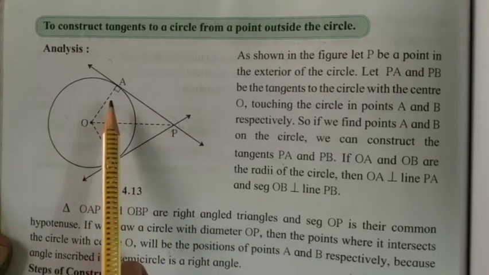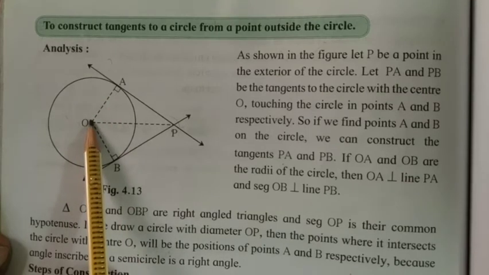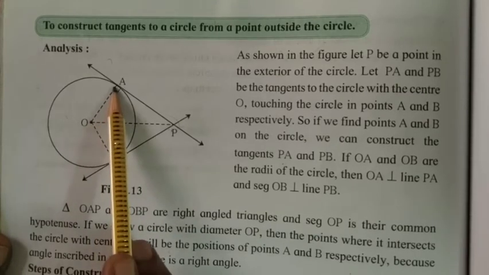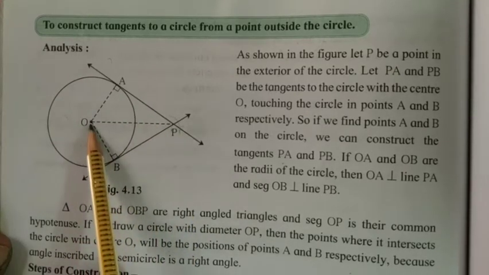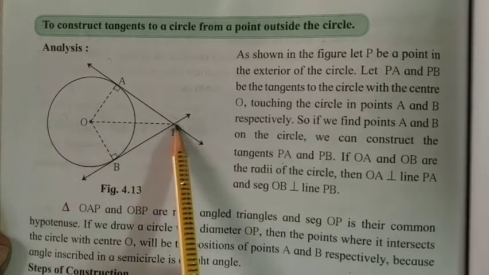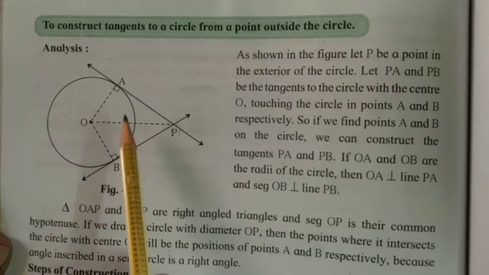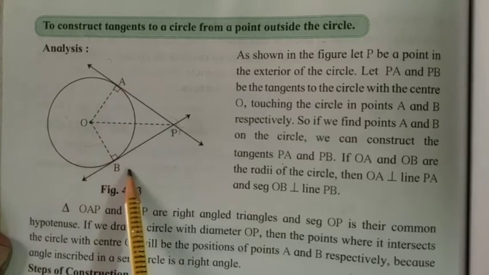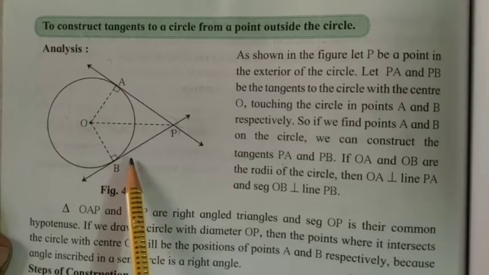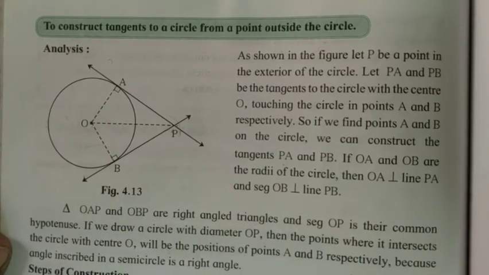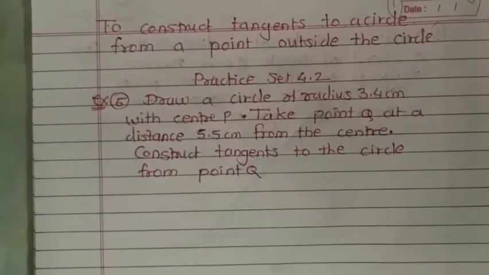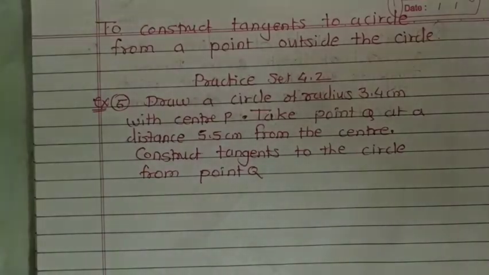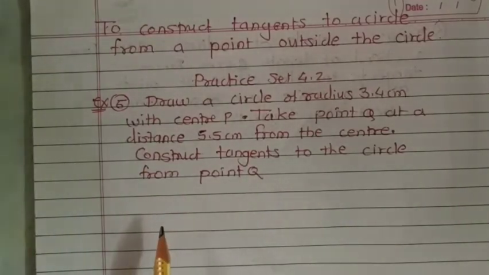We know the tangent radius theorem. This is radius OA, which will be perpendicular to the tangent. This OB will be perpendicular to the tangent, and therefore we know the perpendicular bisector theorem. For that we have to construct in this way. For that we are taking an example from practice set 4.2, example 6, step by step.